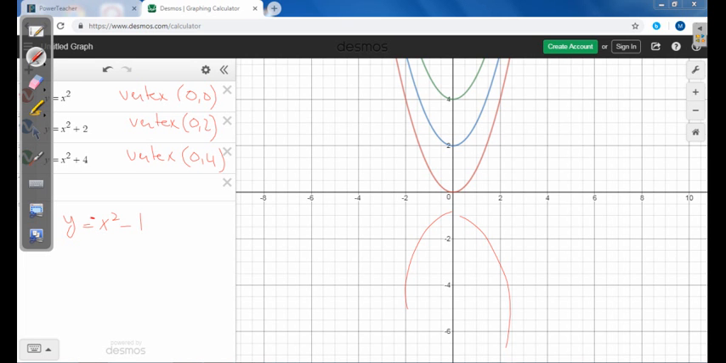So then what do you expect to happen? Where is it going to start? Where's my vertex? 0, negative 1. So I'm expecting the vertex to be here, right? And then which way is it going to open? It's going to open up, because my a value is still 1. My a value didn't change. The value here is still positive 1. So the only thing that changes is my vertex. Let's see if that's what's going to happen.